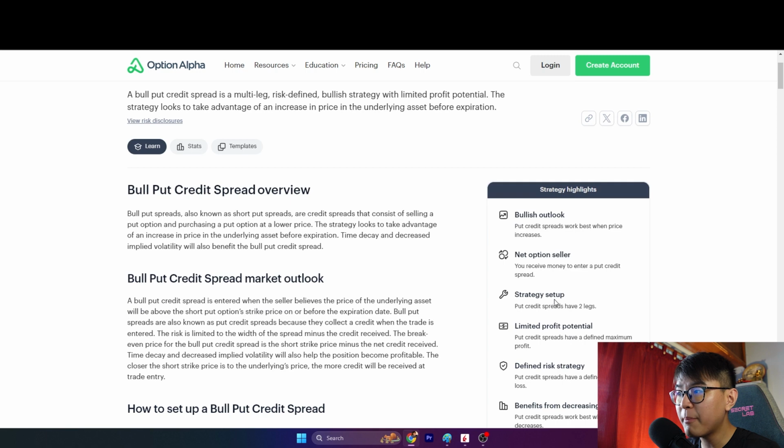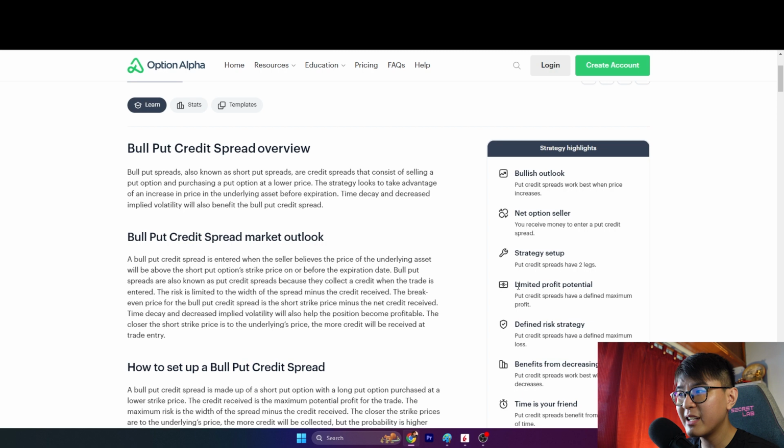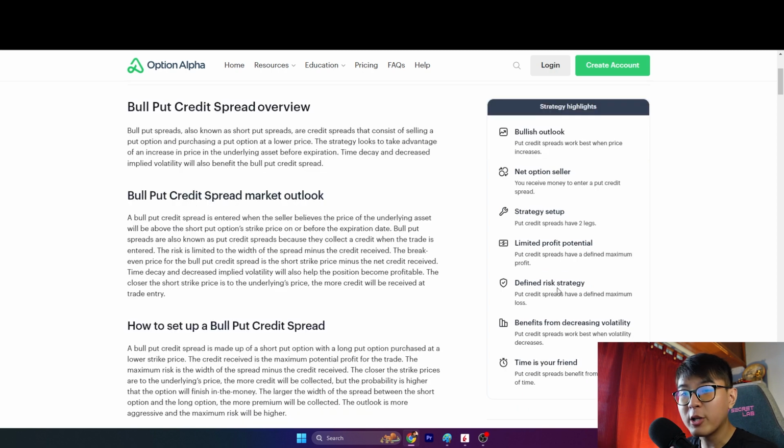From a strategy setup standpoint, put credit spreads have two legs. You'll be selling one put option and buying one put option which is at a lower strike price than the put option you're selling. The downside of this strategy is that there's limited profit potential. There's only a maximum amount of money you can earn, but the good thing is it is a defined risk strategy. There's only a maximum amount of money you can lose.